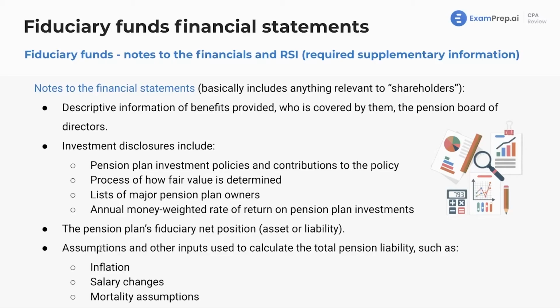The assumptions and other inputs used to calculate the total pension liability, such as inflation, salary changes, and mortality assumptions. So if all of a sudden everyone's living a lot longer, you're probably going to have to disclose that and say, okay, we've got a lot more payouts in the future that we'll have to pay. People are living longer now and they get paid out the rest of their lives. So that's a big thing. Salary changes, if you're getting paid a percentage of your salary, well, salary changes will affect that. All good points to keep in mind for our fiduciary disclosures.